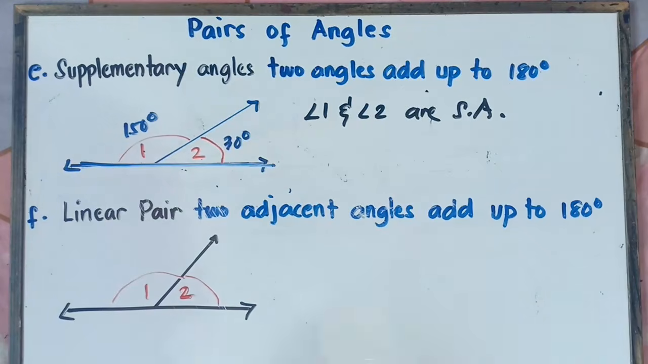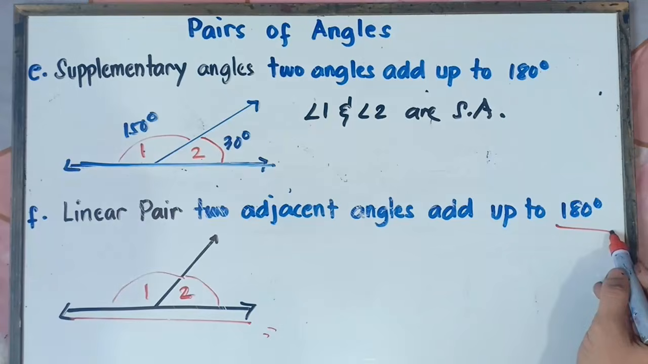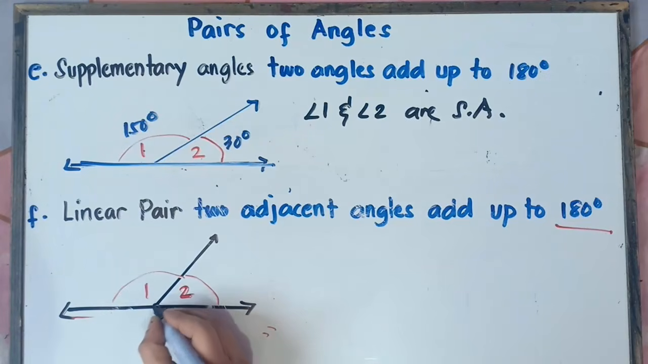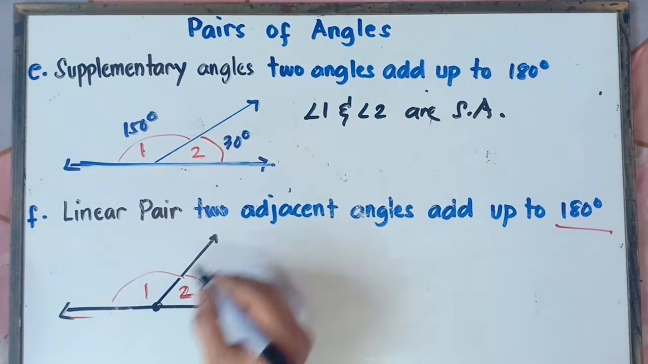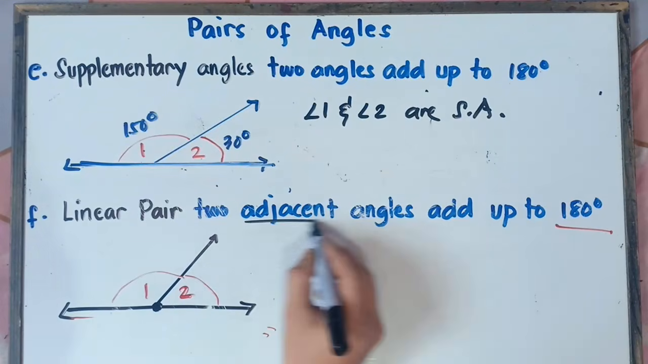Why is that, sir? Once again, class, this is a straight line, we know that this will be 180 degrees. If you add the two angles, that will be 180 degrees. That's correct, sir. Now, question, sir, why do we call this one linear pair? Because these are two adjacent angles. They share a common vertex, this is the common vertex, and they share a common side. If they share a common vertex and a common side, we call them adjacent angles.